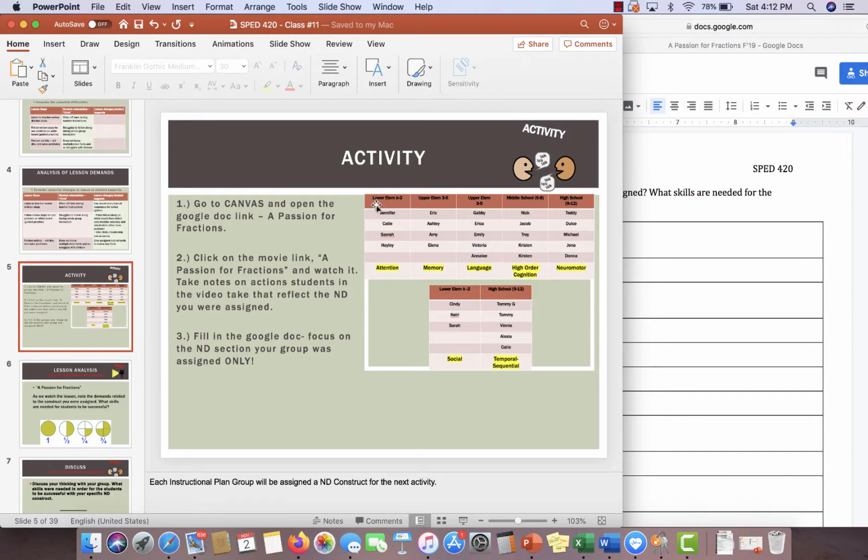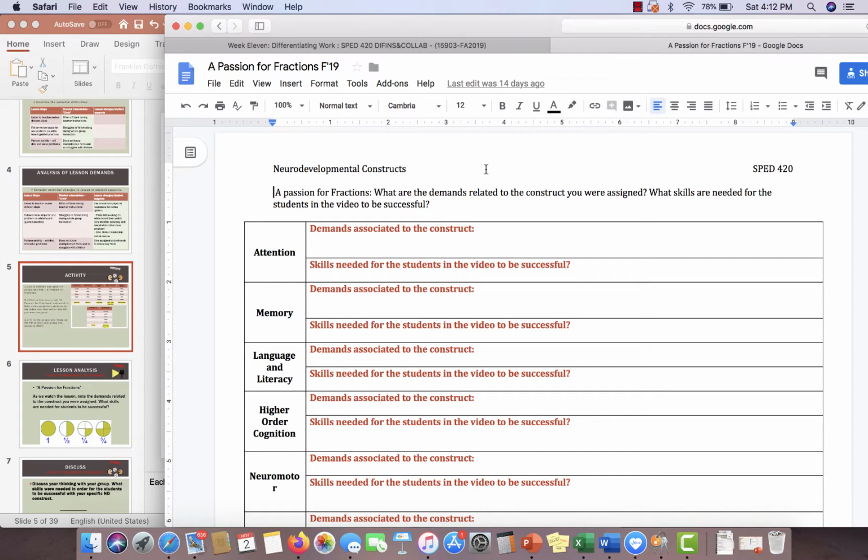So if I were, for example, this lower elementary K-2 group, and I know that I have to focus on attention, as I'm watching the Passion for Fractions movie, I'm solely going to focus on the attention neurodevelopmental construct. With my group, I'm going to collaborate and discuss what the demands associated to this construct are as we are seeing in the movie. We know that students need to pay attention at the right time and to the right things. We need them to discriminate between important information and things that are not important as they're reading word problems and so forth. And then here, what are the skills needed for the students in the video to be successful?